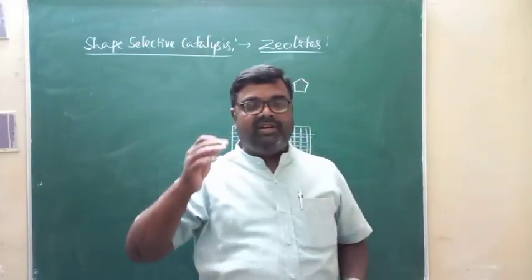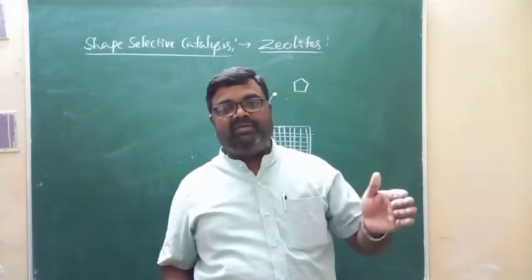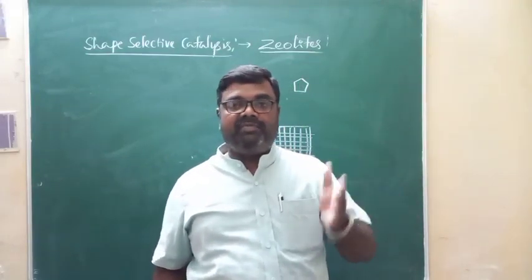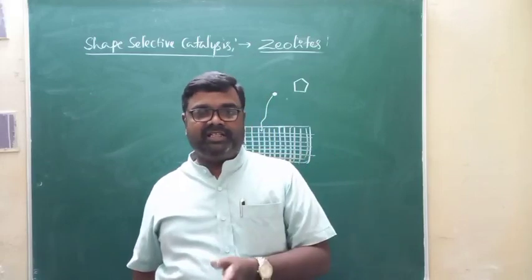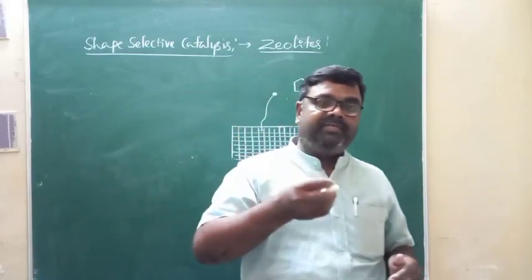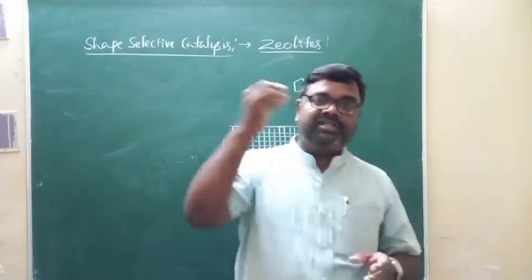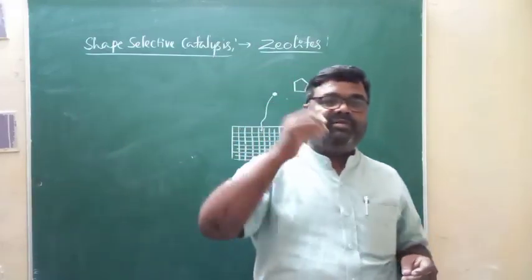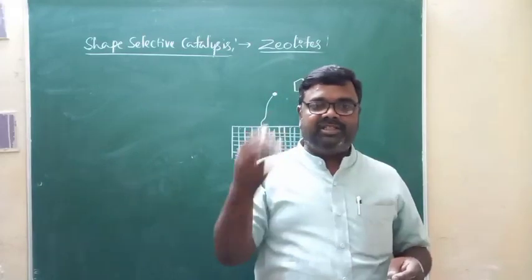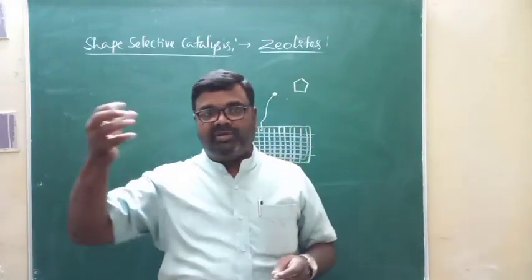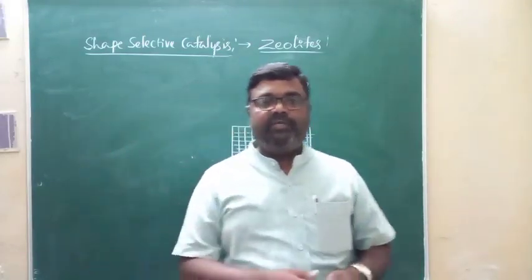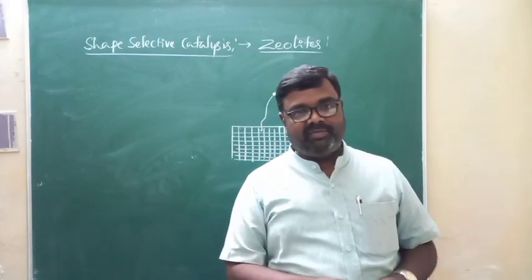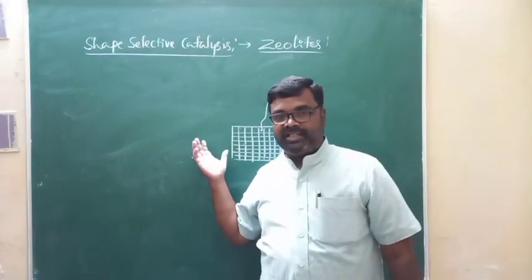That is, a zeolite can adsorb those reacting molecules which are small enough to enter into the cavities of zeolites. At the same time, products formed in a chemical reaction should leave the surface as soon as they are formed. If the size of the reacting molecules is too big, then zeolite will not adsorb those reacting molecules and it will not bring about catalysis of those reacting molecules. And that is what we call a shape selective catalyst.